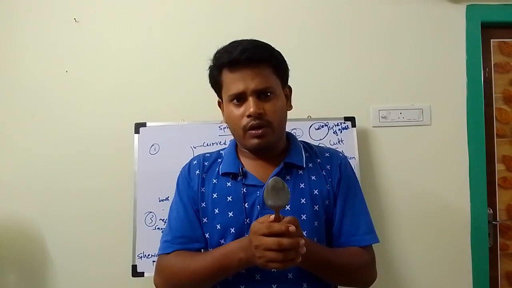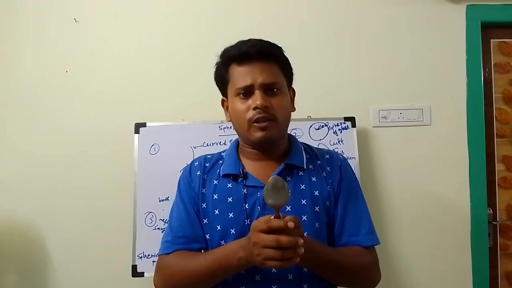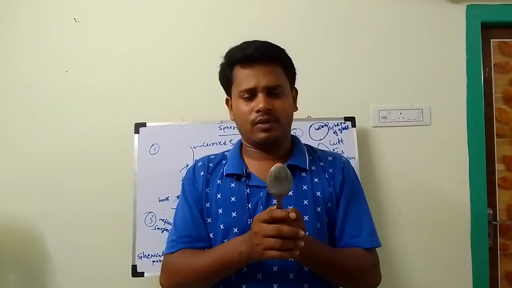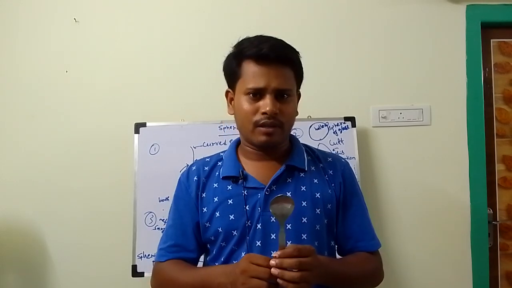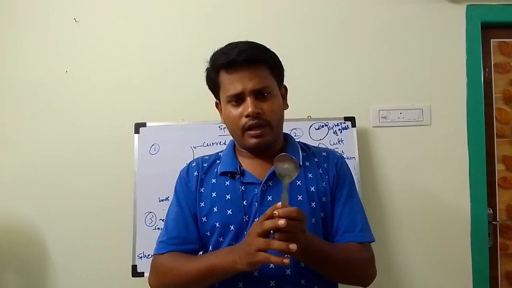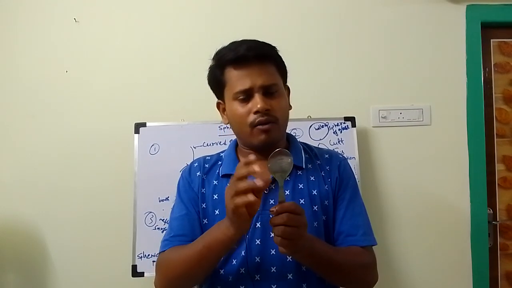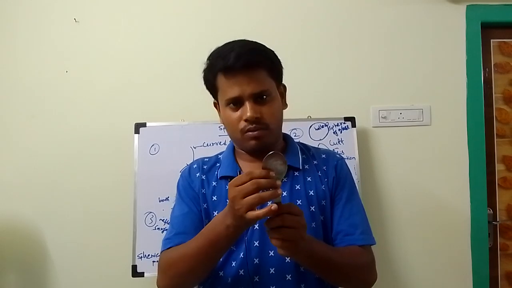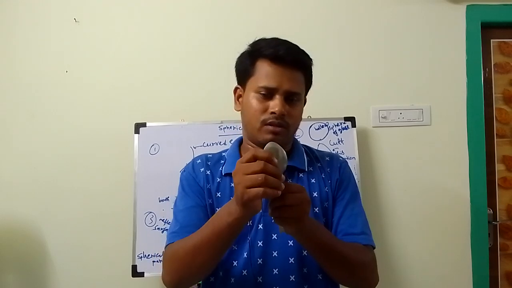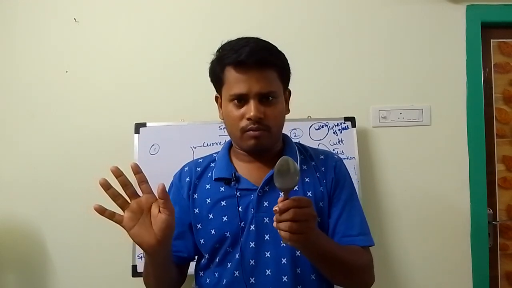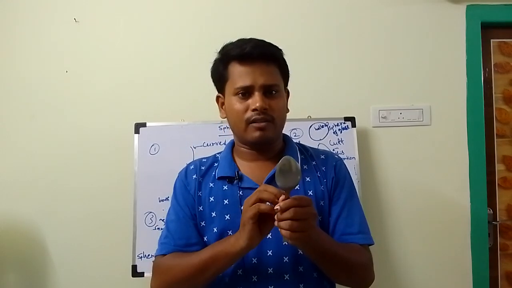So can we call them mirrors? Yes, we can call them mirrors, but are they plane mirrors? The two surfaces of the spoon are not plane. They are smooth surfaces, but they are not plane, so we cannot call them plane.